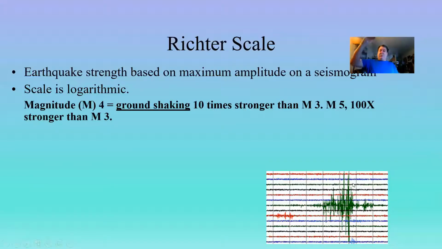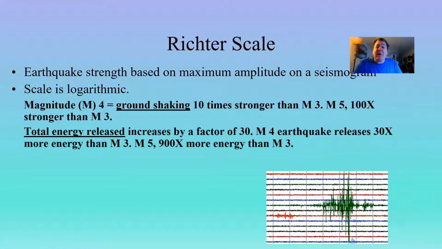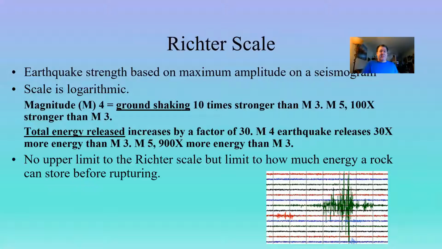So each time you step up one, magnitude 4 is 10 times stronger than magnitude 3, magnitude 5 is 100 times stronger, magnitude 6 is 1,000 times stronger, etc. That's with the ground shaking, right? With total amount of energy released, however, it goes up by a factor of 30. So again, from a 3 to a 4, we go up 30 times the amount of energy release. Or a 3 to a 5, that would be 900 times the amount of energy release. For a magnitude 3 and magnitude 5, 900 times more energy release, 100 times more ground shaking in a magnitude 5 than in a magnitude 3, right?